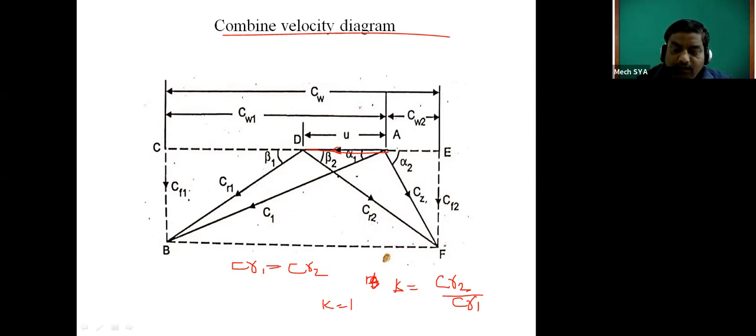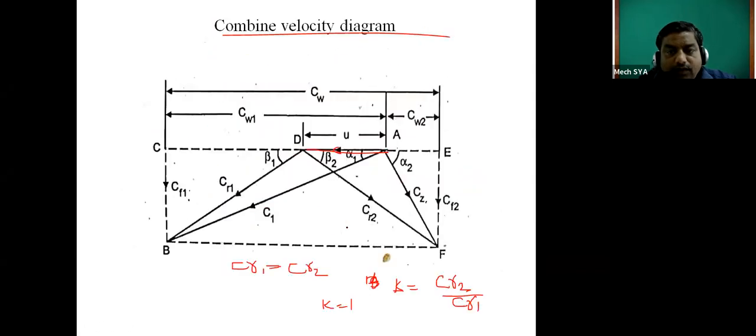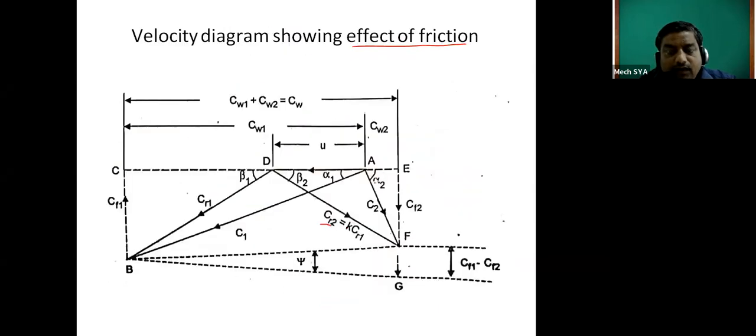But if there is a little bit of difference between them, the velocity diagram shows the effect of friction. If friction is there, then CR2 is not equal to CR1. In that case, CR2 is equal to what? K into CR1, since I have defined K as CR2 upon CR1. So CR2 is equal to K into CR1, and the friction coefficient will be K. In that case, the diagram will not be equal: the inlet triangle will have more height and the outlet triangle less height. So this is a case.